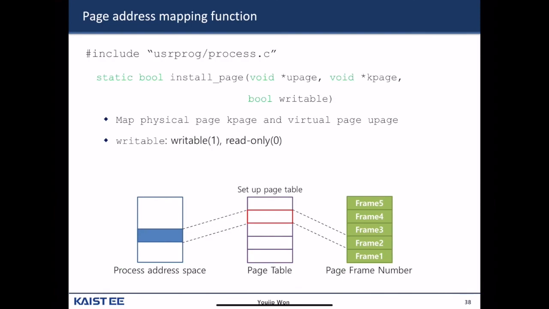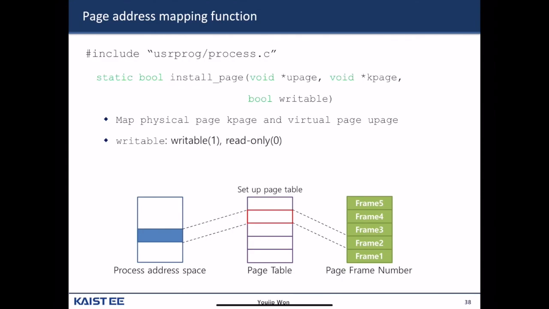Okay, and there are a few more functions that need some explanation, and I put a few more slides in for your sake. First one is install page. This one maps the physical page, K page, and virtual page, U page. So it maps the page. It matches the existing virtual address page to the physical frame.